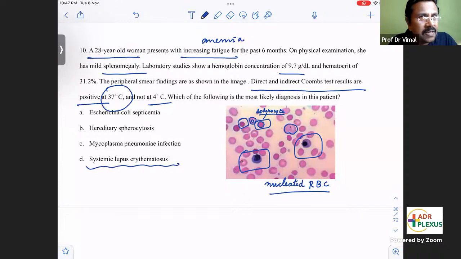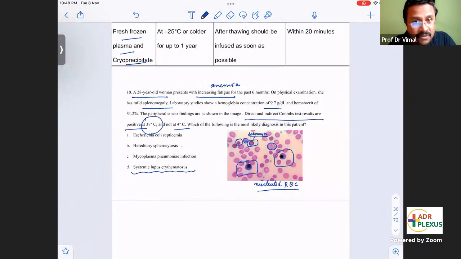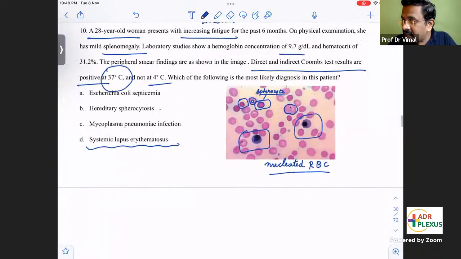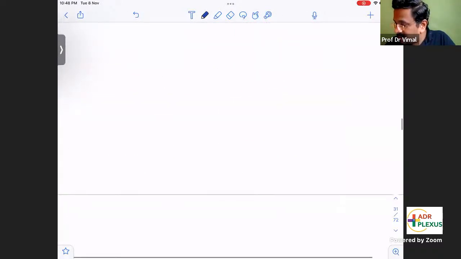Another important point to remember: from the mere presence of spherocytes, we should not make a diagnosis of hereditary spherocytosis, because spherocytes can be seen not only in hereditary spherocytosis, but also in warm autoimmune hemolytic anemia, burns patients, sepsis patients, and clostridial infections. In all these conditions, you will get spherocytes in the peripheral smear.